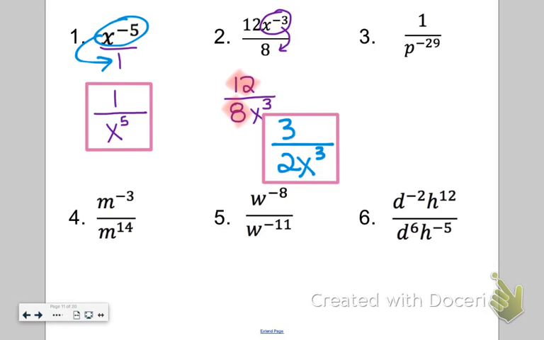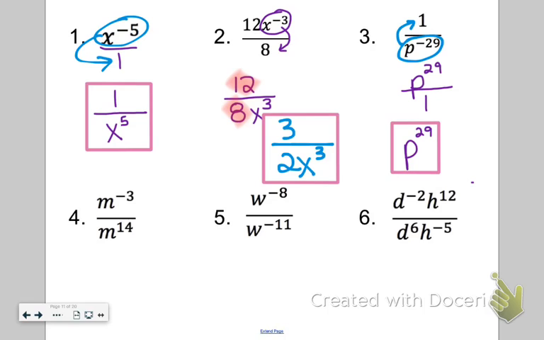And that's it. Number 3, p to the negative 29th is unhappy in the denominator, so we want to move it to the numerator where it becomes p to the positive 29th. Since everything left the denominator, we put it over 1, but anything divided by 1 is just itself, so it's p to the 29th.